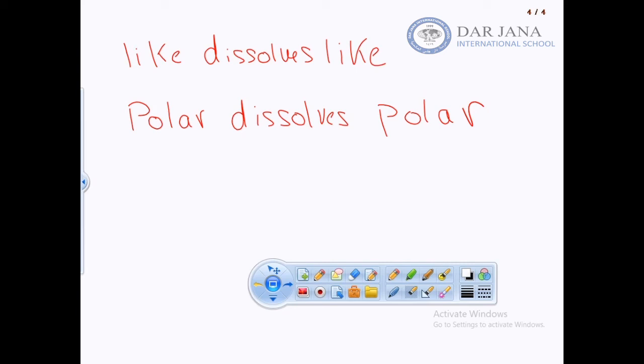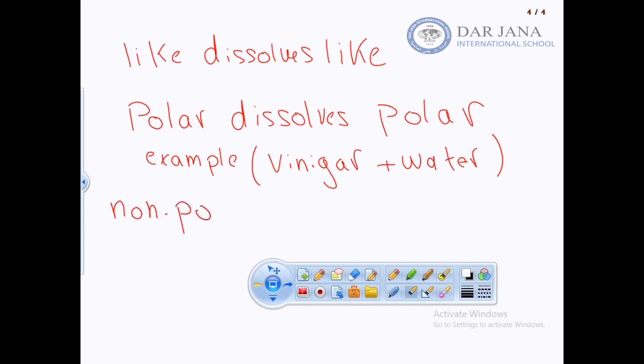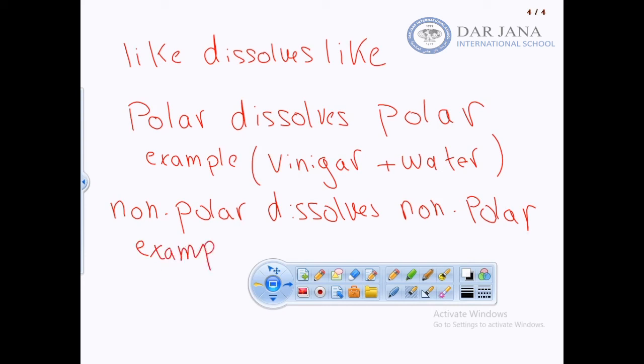For example, vinegar plus water. Non-polar dissolves non-polar. This is the same as oil plus alcohol.